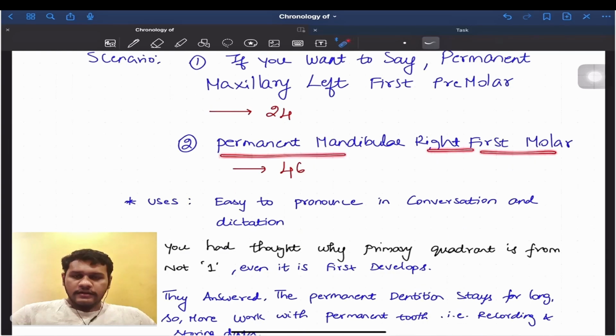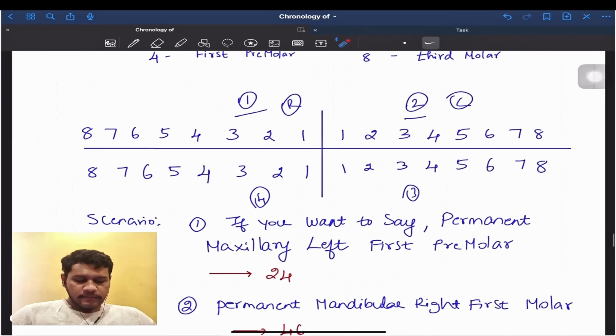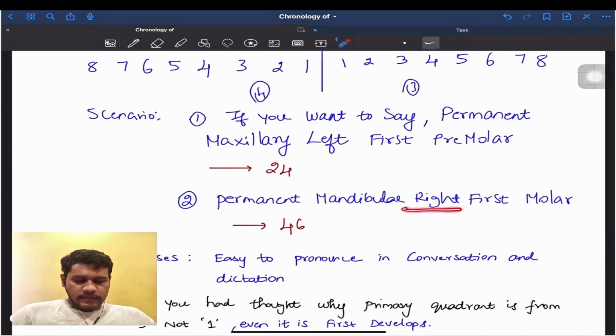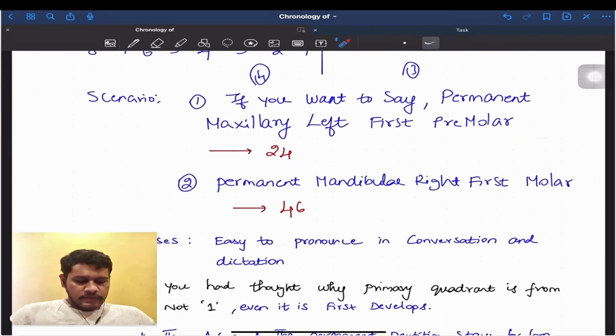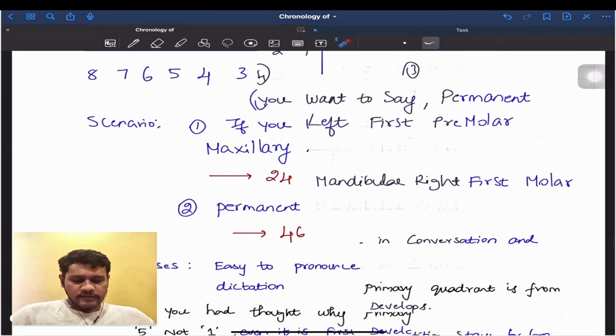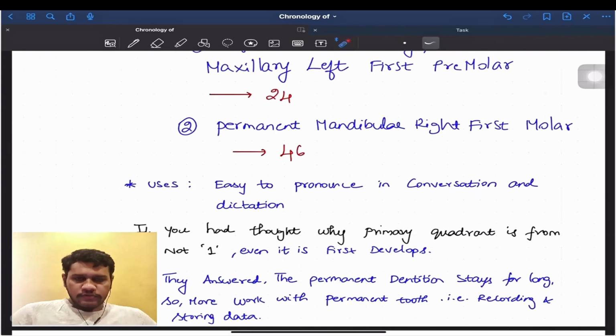Permanent mandibular right first molar. It is the mandible, so 3 or 4. Then comes the right. This is the right side, so it is 4. Then the first molar. The first molar is 6. So it is 4, 6. The use of this system is that it is easy to pronounce in conversation and dictation, and also easy to write. If you want to say permanent mandibular right first molar, you can simply say 4, 6. If the other person knows this FDI system, he can easily understand you are describing this particular tooth.